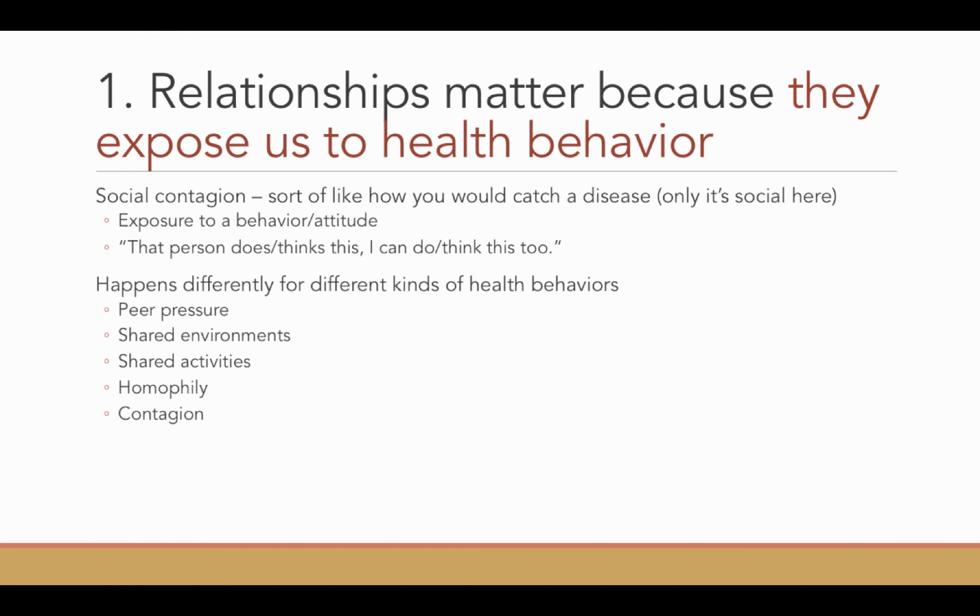But this happens differently for different kinds of health behaviors. So, one way that contagion works might be through peer pressure. This is probably the case for smoking or drinking, particularly among the teenage years, but probably not the case for obesity. We're probably not peer pressuring each other to eat a lot of unhealthy food. We're probably not peer pressuring each other to be happy. That's probably not the way those things work, but certainly that might be the mechanism by which our social relationships influence our behaviors like drinking or smoking.